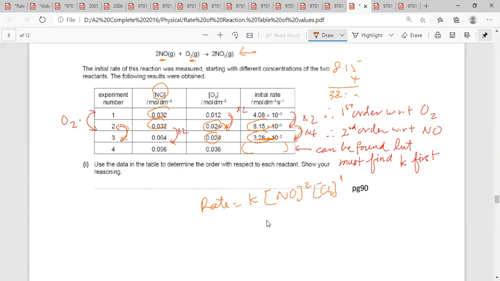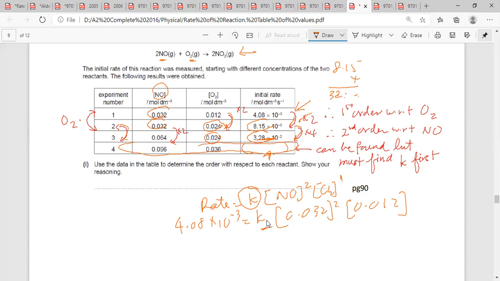Okay, so to find this initial rate, all you need to find is the K first, right? To find the K, you substitute any one, experiment 1 or experiment 2. Something like here, 4.08 times 10 to the power of -3 equals K, and here is 0.032 to the power of 2 and 0.012. Solve for your K.